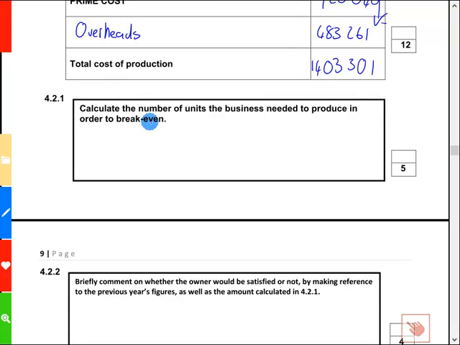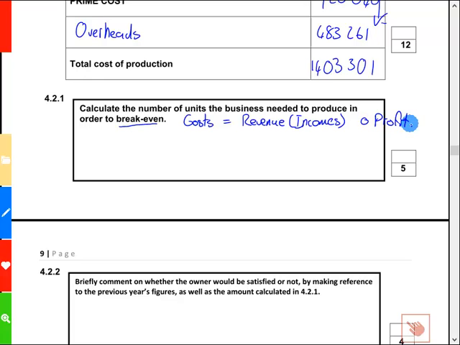Right, question 4.2.1. Calculate the number of units the business needed to produce in order to break even. What does this mean? This means we need to calculate how many units the business needs to produce and sell so that they actually make a zero profit. Break even means their costs are going to be equal to their revenues or their incomes. Okay, so they actually make a zero profit.